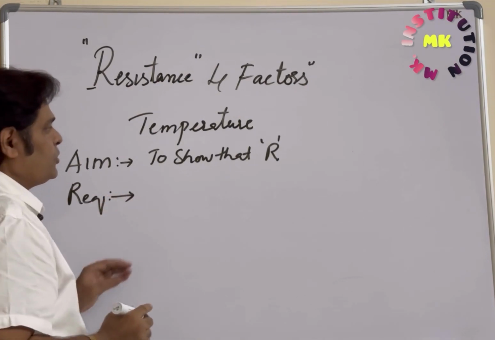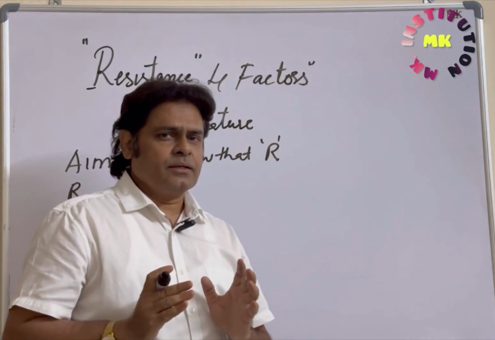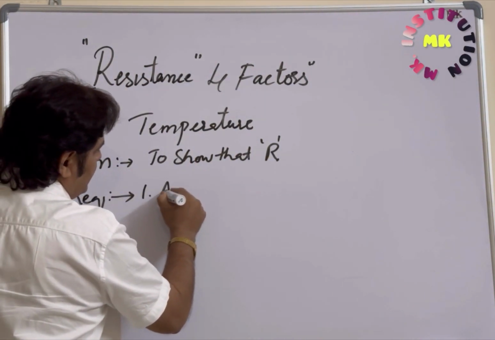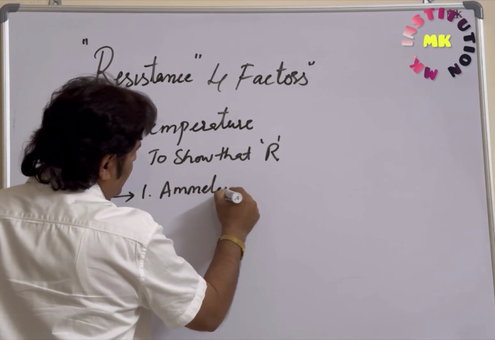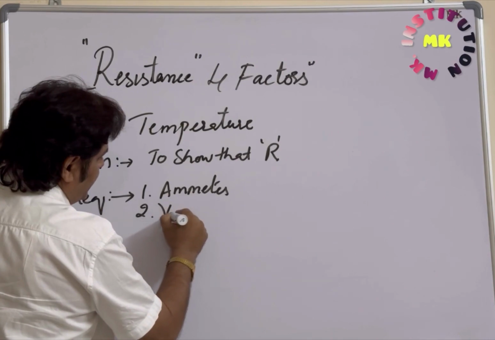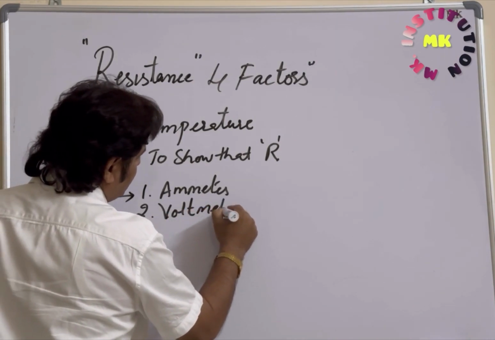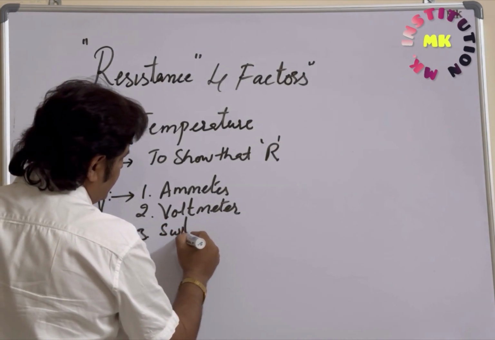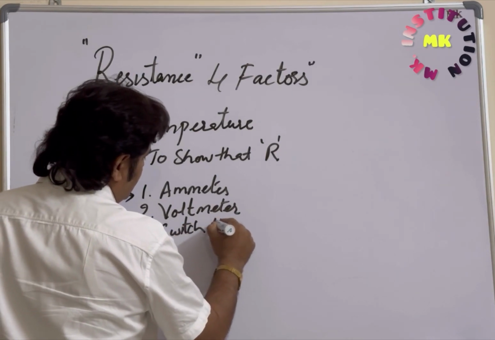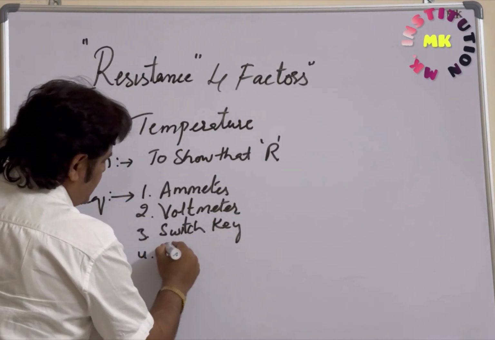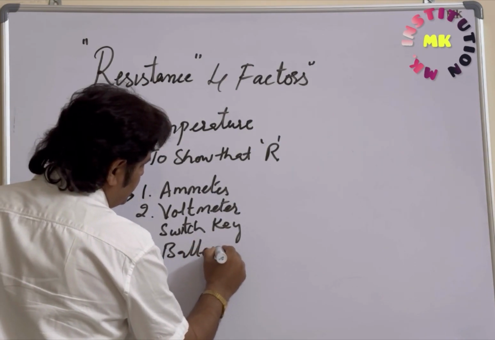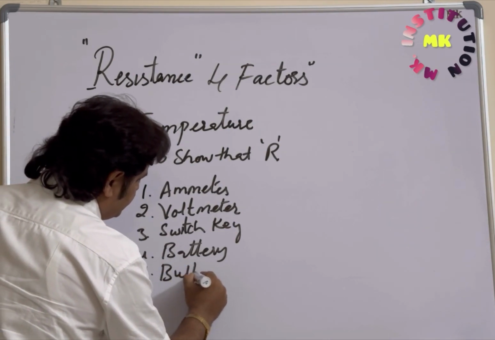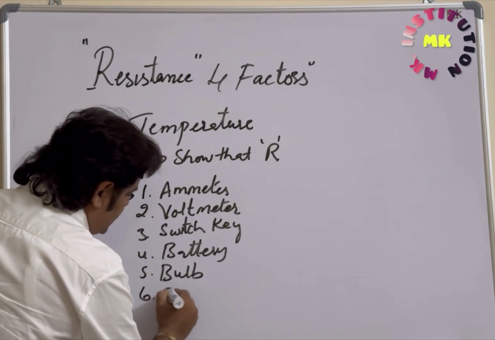Then what are the requirements for this? To do this activity, to do this experiment, what things are required? They are the requirements. The first one is an ammeter, and the second one is a voltmeter, and third is a switch key, and fourth is a battery. Clear? And fifth is a bulb. And the last and final is insulated wire.